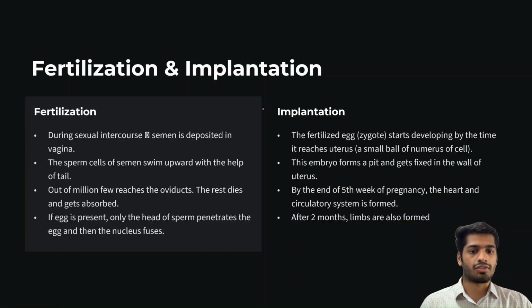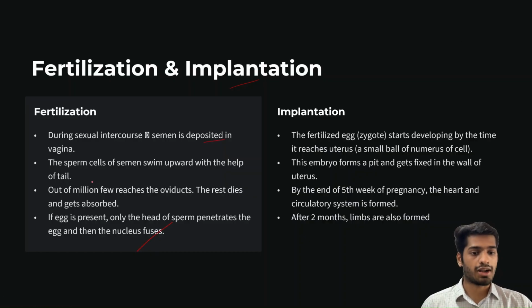Now we'll talk about fertilization and implantation. During sexual intercourse, semen is deposited in the vagina. Now the sperm cells have to swim. We know this very well. They have a tail for this purpose, and they have energy which is given by the seminal vesicles, that is the fructose. Now only one of these cells is going to fertilize, and it is going to form the zygote. And with this, we have completed the fertilization too.